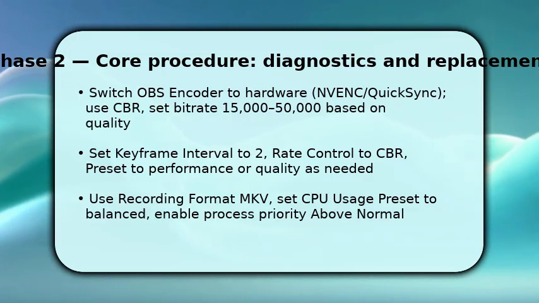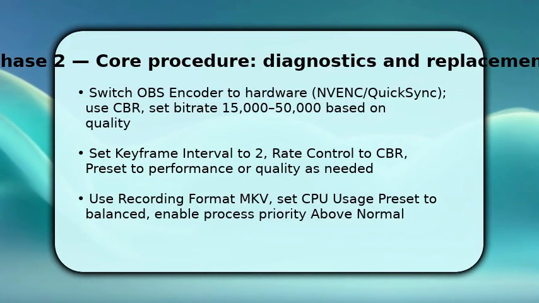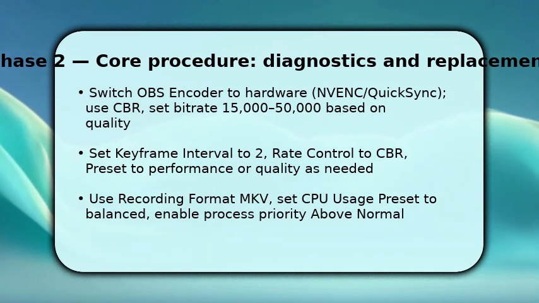Set keyframe interval to 2 for stability. Select MKV recording to avoid corrupt files. Pick a balanced preset so encoding doesn't overwhelm the GPU. And set OBS process priority to above normal to keep scheduling consistent.